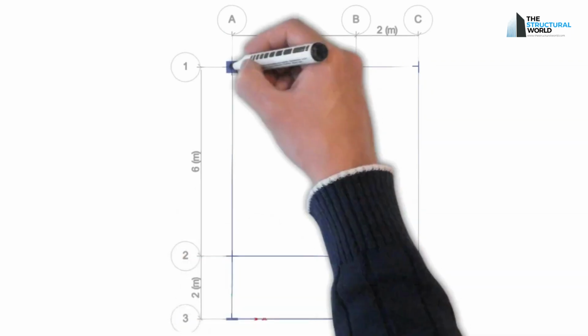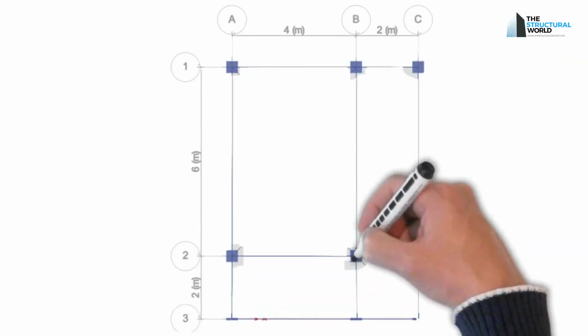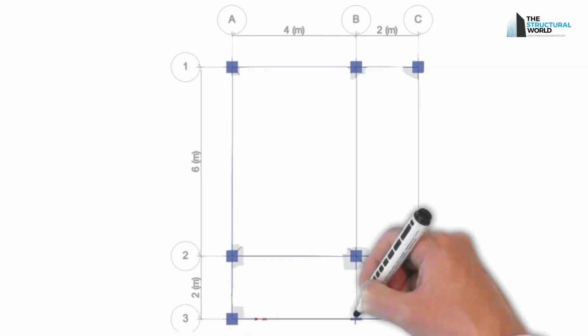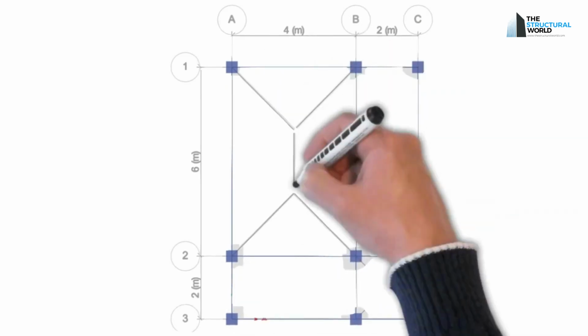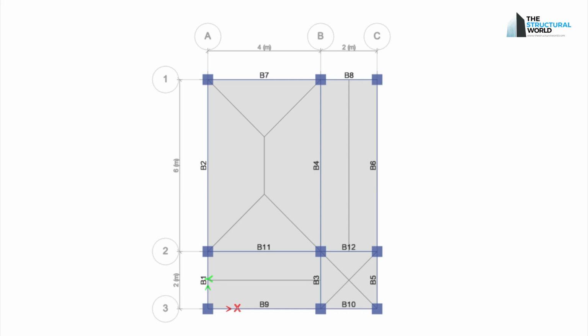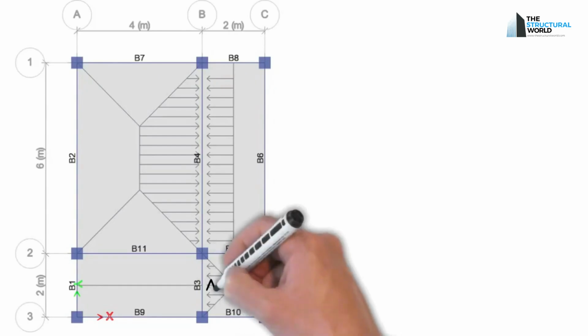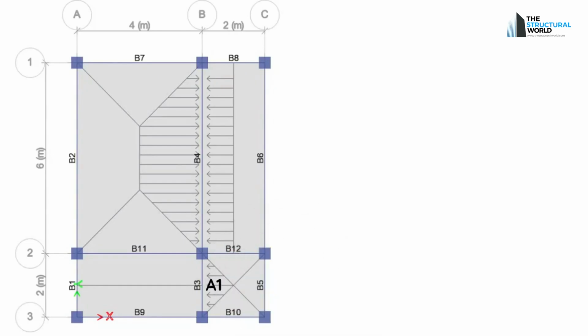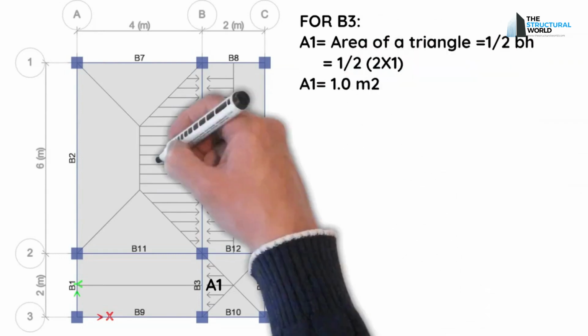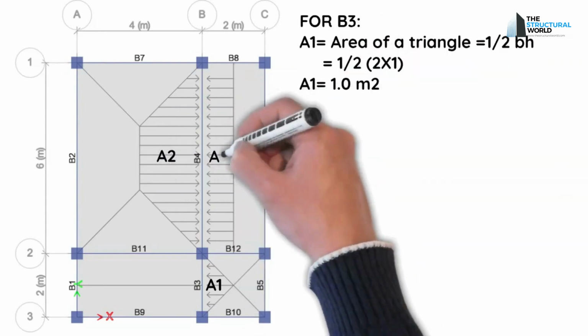To distribute the load on a two-way slab, simply draw an isosceles triangle in its short direction, and a trapezoid in its long direction as shown. A one-way slab simply cuts the slab into two along its length. For the beam to carry the slab, calculate the areas adjacent to it. Let's calculate the loads on beams B3 and B4 respectively as an example. Area of triangle at B3 equals 1 square meter. Areas adjacent to B3 equal area of trapezoid plus area of rectangle equals 14 square meters.